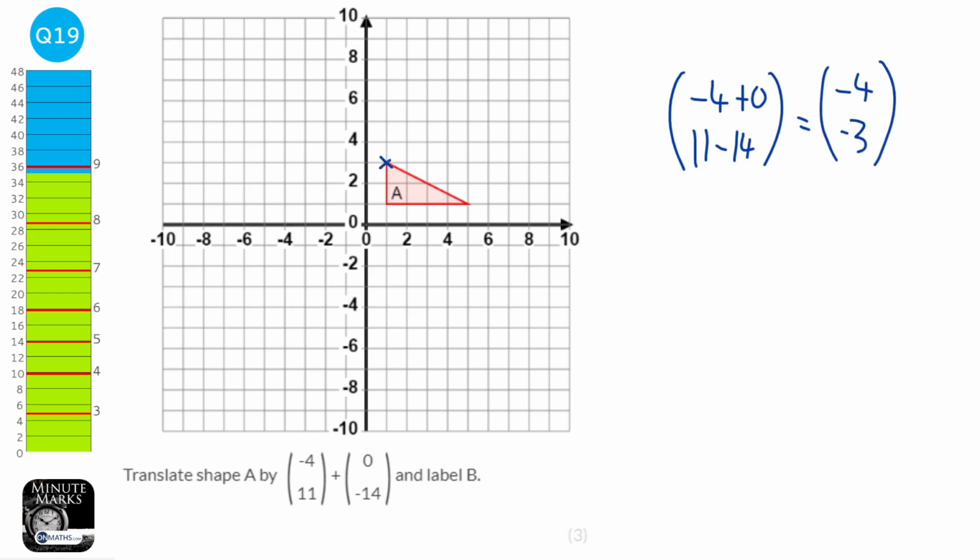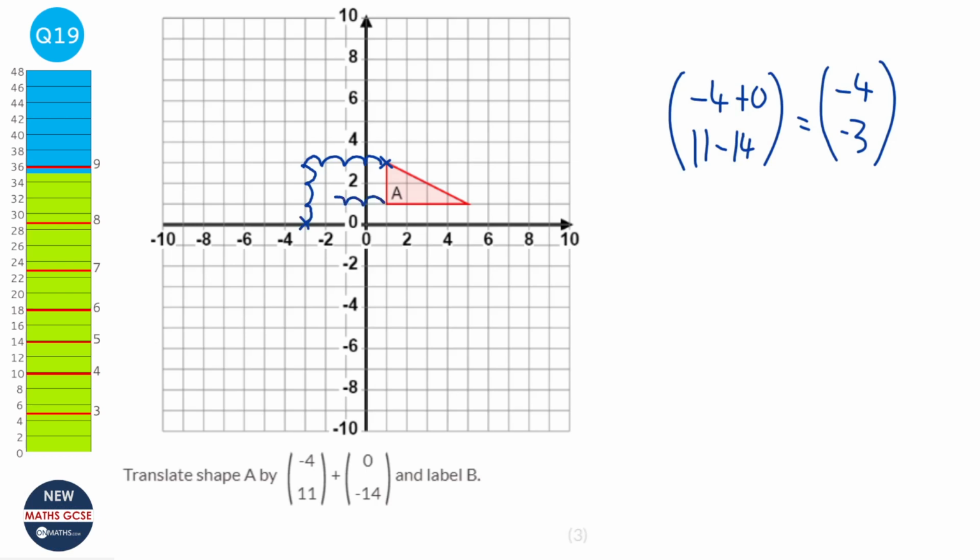Then I'm going to pick a point on my shape, and the bottom or the top one tells us how far right we're going. So we know we're going 4 to the left because it's obviously a negative. So we're going to go 1, 2, 3, 4. The bottom one tells us how far up we're going. Well, it's going to be down because it's a minus 3. So 1, 2, 3. And we can do that for each of the other points.